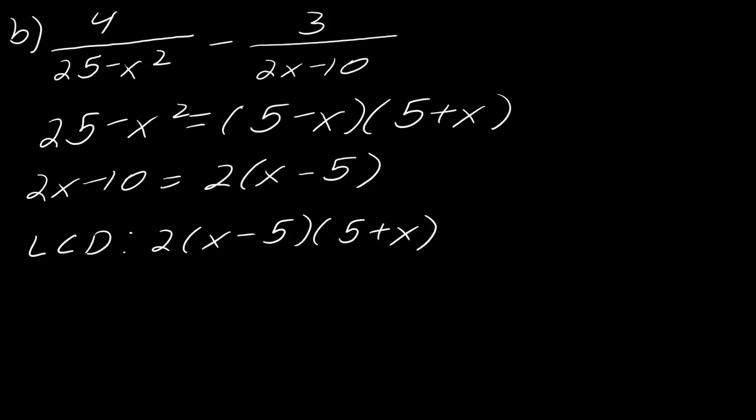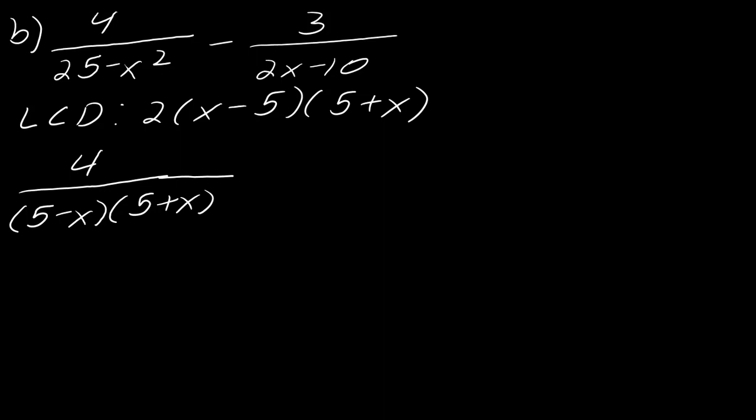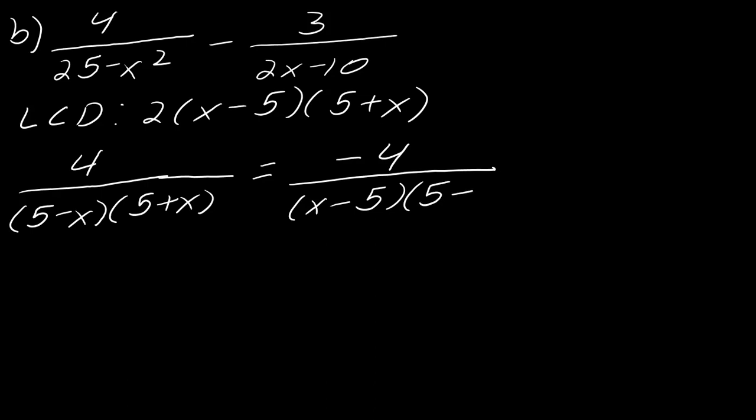Okay, so with that in mind, let me clear off some space and then we'll work on the other part of this. Okay, so let me rewrite this 4 over 25 minus x squared. I'm going to rewrite that as 5 minus x and 5 plus x. So just notice that this could turn into really negative 4 over x minus 5 over 5 plus x.